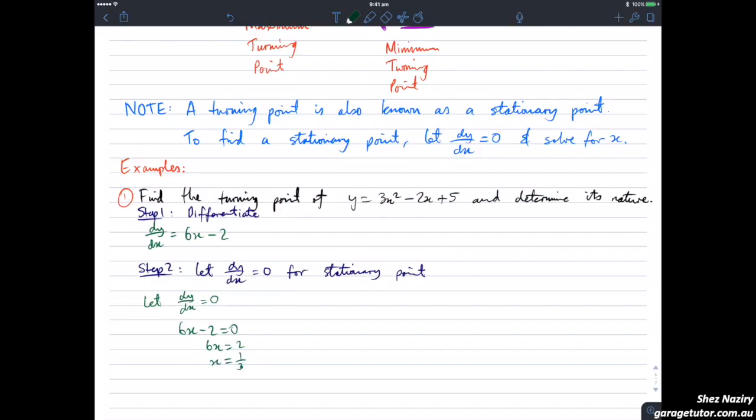Now, guys, is this a point? No. A point needs x and y. Where do I get my y from? You sub it back into the equation, f(x), the original. Yes, you always go back to the original for a point. You don't go to dy/dx. dy/dx is for gradient functions. So sub x equals 1 on 3 into y, not dy/dx. So y is equal to 3 times (1 over 3) squared, minus 2 times 1 over 3, plus 5. Can someone put that in the calculator?